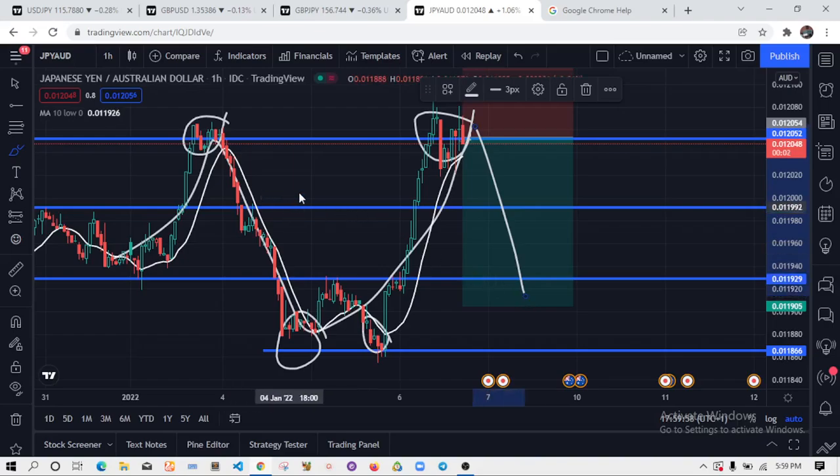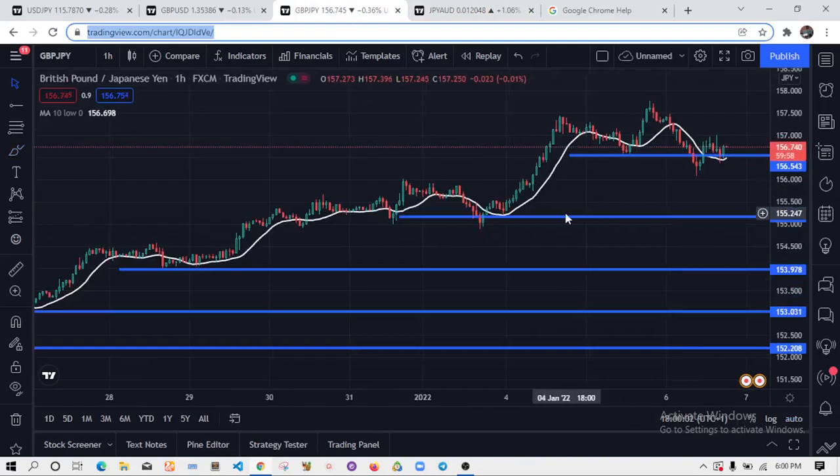So this is how to trade this strategy. Very simple. Just see a trending market. Once you discover a trending market, then mark out the swing lows.